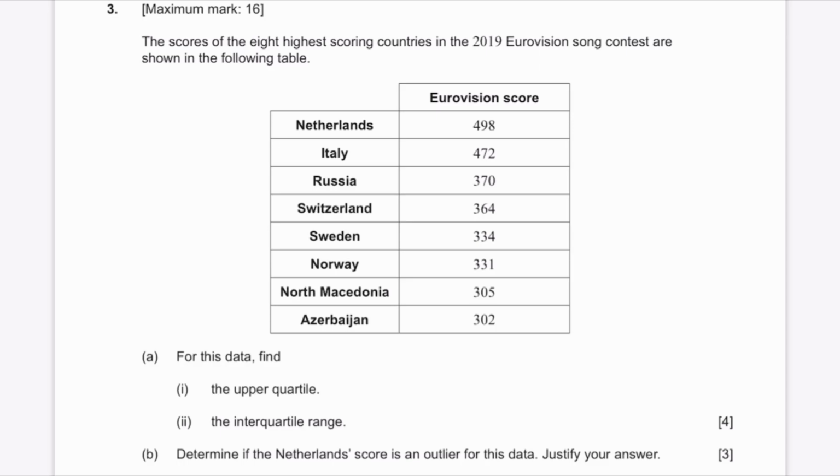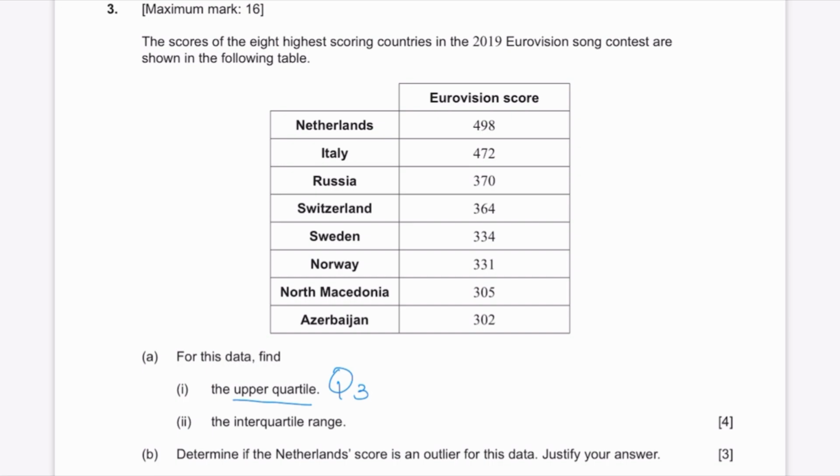Question number 3. The scores of the 8 highest scoring countries in the 2019 Eurovision Song Contest are shown in the following table. For this data, find the upper quartile and the interquartile range. So the upper quartile is going to be Q3. If they wanted you to find Q1, it's the lower quartile, and the second quartile is the median.